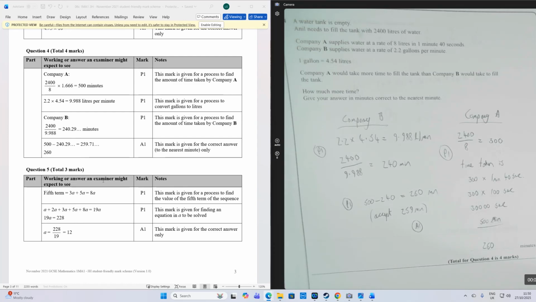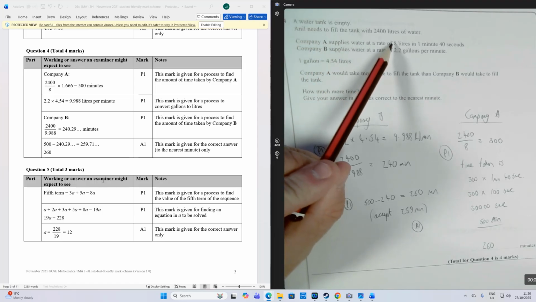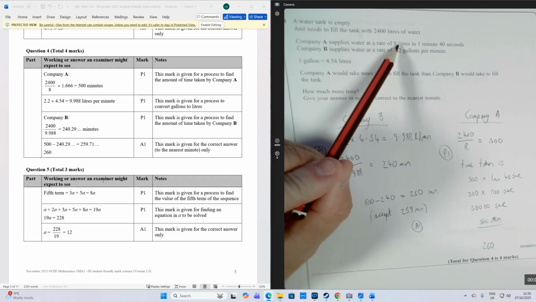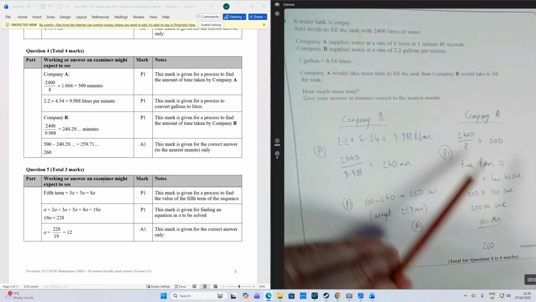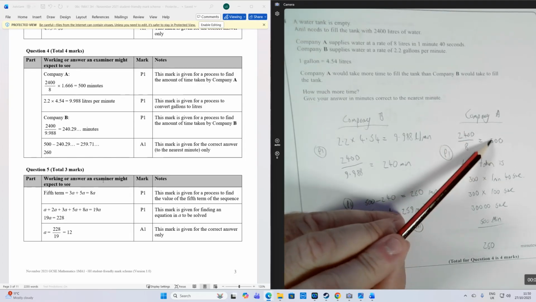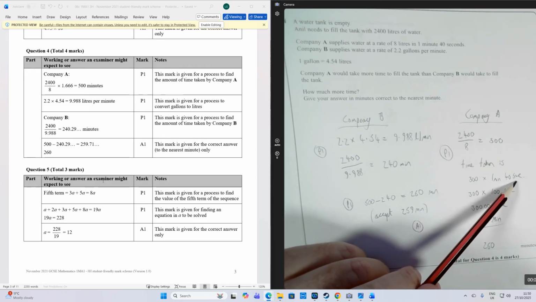Okay. Well, let's turn our attention to Company A. How long is it going to take Company A to fill this water tank? So we know that it fills it at a rate of 8 litres in 1 minute and 40 seconds. So we need to see how many lots of these 1 minute and 40 seconds do we need. So 2,400 divided by 8 means there's 300 lots of them. Okay, so that's 300 times 1 minute 40.